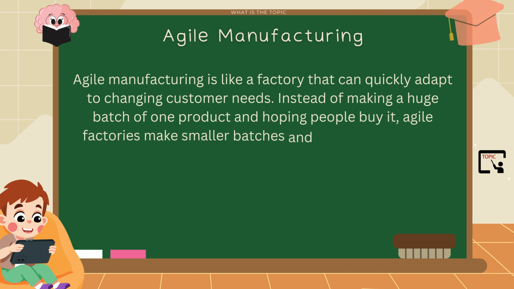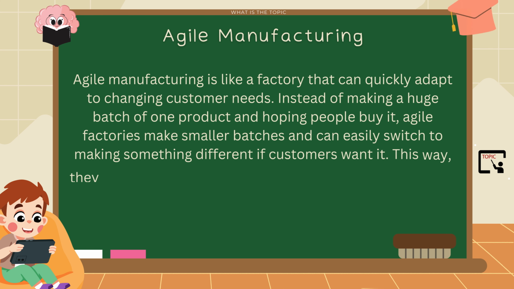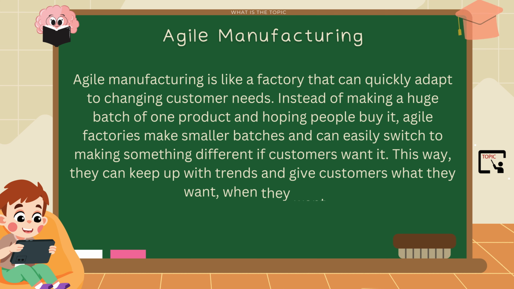Instead of making a huge batch of one product and hoping people buy it, agile factories make smaller batches and can easily switch to making something different if customers want it. This way, they can keep up with trends and give customers what they want when they want it.